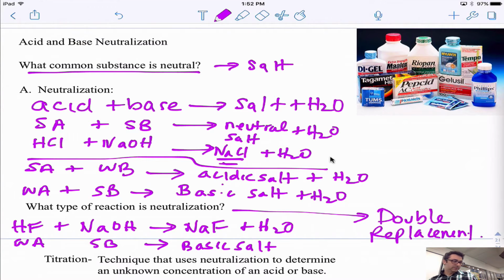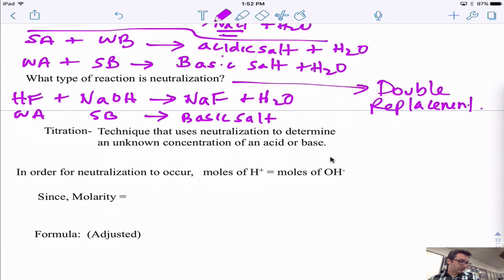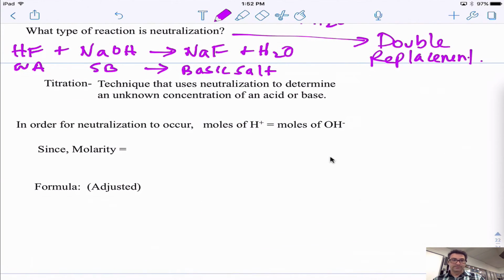Okay, so these are the basics for acid-base neutralization. You have to know how to write the reaction, how to form the products. You always produce one kind of salt and water. Now the technique that we're going to do tomorrow is called titration. Titration is a technique in the lab where you're actually doing a neutralization. And the purpose of this neutralization reaction is to figure out what the concentration of either the acid or the base is.